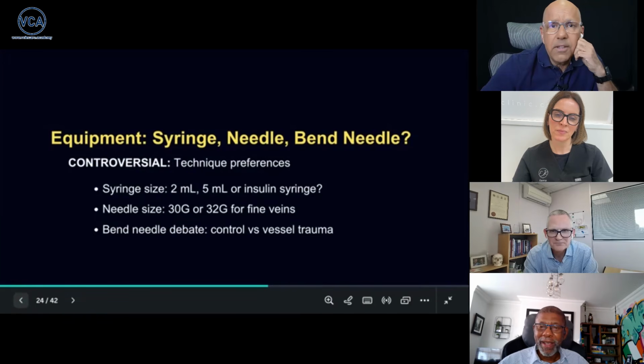Oh, do you bend the needle? Emma, do you bend the needle? I bend the needle. I feel like it's just a natural thing now to help in your angles and helping you sort of slide in at the right depth.